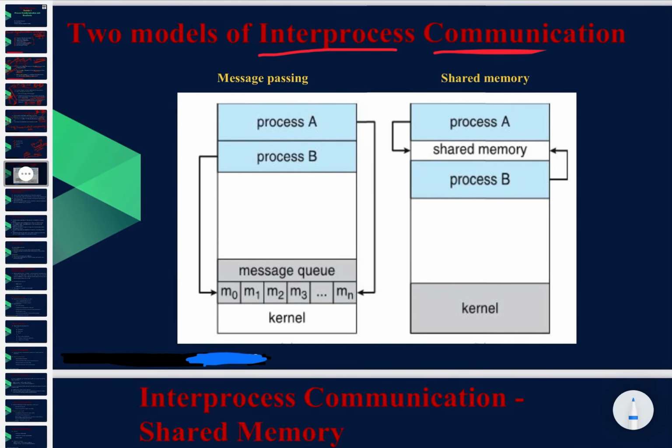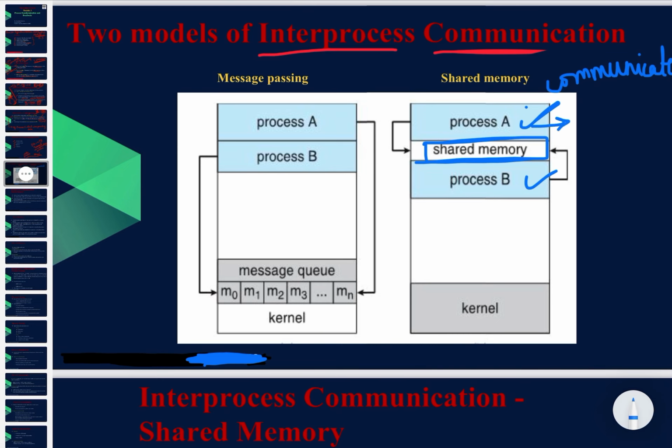So the two models of inter-process communication: there are two processes, process A and process B, and these processes want to communicate with each other. What do they want to do? They want to communicate with each other, and to communicate between them we have a shared memory.